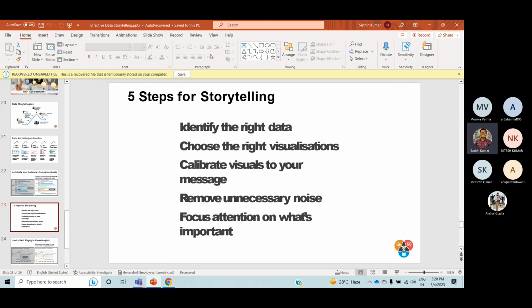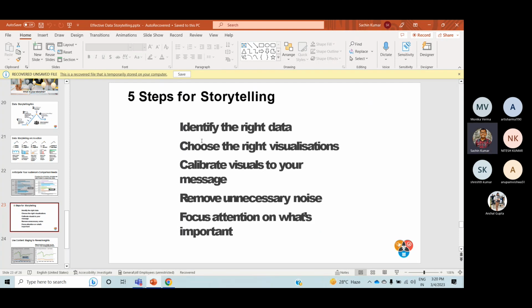So basically, five steps of storytelling. First of all, identify the right data, because if you take the data in an unstructured or semi-structured manner, it is very difficult for the user to handle such fuzzy data. That's why I identify the right data and deal with the right data.